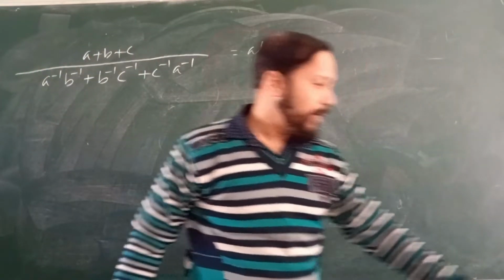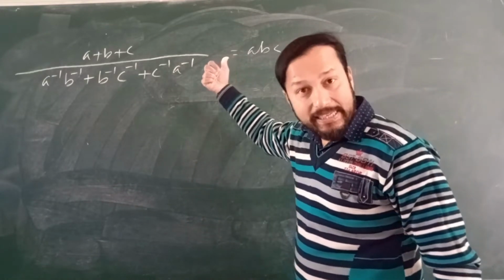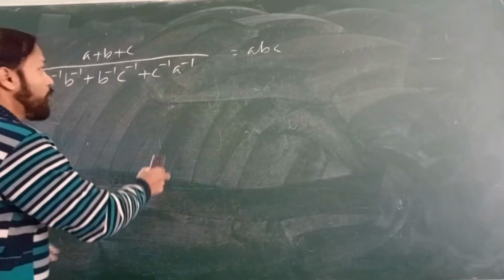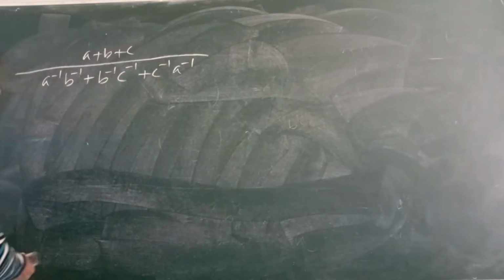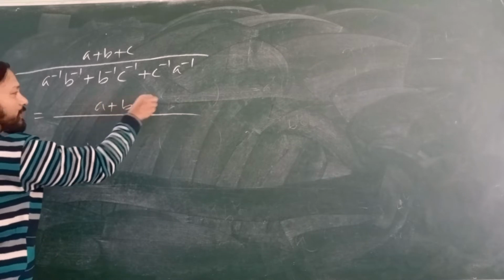We have to show that this is equal to ABC. It's very simple. Okay, let us start. We'll not write this. See here, A plus B plus C.